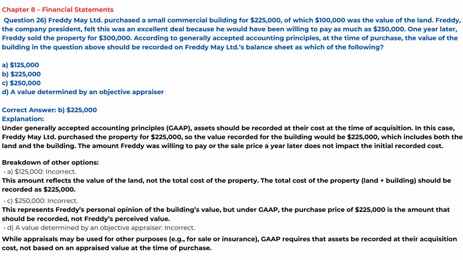Breakdown of other options. A. $125,000. Incorrect. This amount reflects the value of the land, not the total cost of the property. The total cost of the property, land plus building, should be recorded as $225,000. C. $250,000. Incorrect. This represents Freddie's personal opinion of the building's value, but under GAAP, the purchase price of $225,000 is the amount that should be recorded, not Freddie's perceived value.